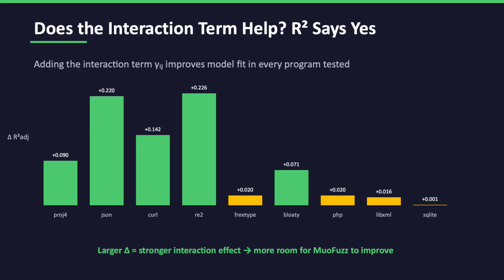And this correlates beautifully with the later results. MoFuzz improves the most on the programs where the interaction effect is the strongest, and improves the least where it's weakest. And this is one of the strengths of the paper. The theory and the practice are consistent with each other.